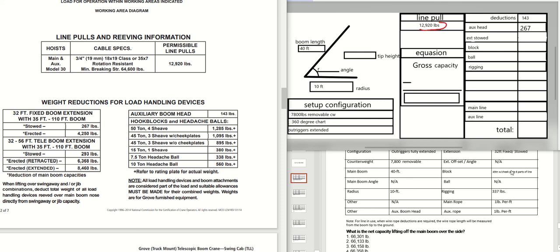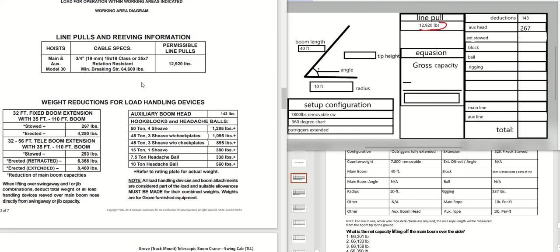So we have our 45-ton with cheek plates, 6 parts of line. So 6 parts of line, that is important. That's going to be important for two things. One is it's going to let us know if we have a line deduction. Two, can we make the pick? We have to have enough line pull in order to pick up what the question is asking.